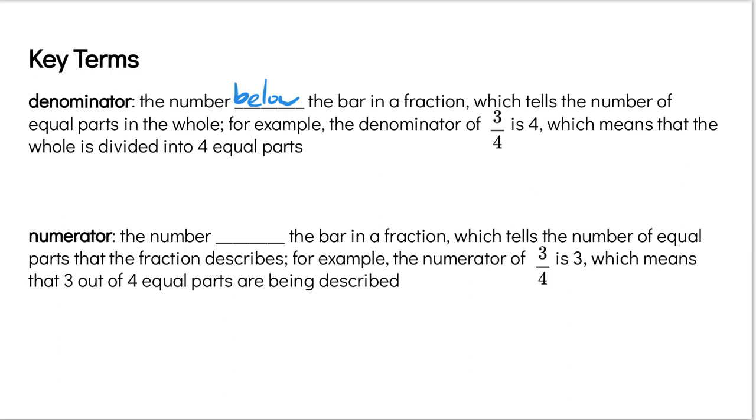Then there's the numerator, the number above the bar in a fraction. It's the number above the bar in a fraction, which tells the number of equal parts that the fraction describes. For example, the numerator of 3/4 is 3. That's the numerator right there, which means that 3 out of 4 equal parts are being described.